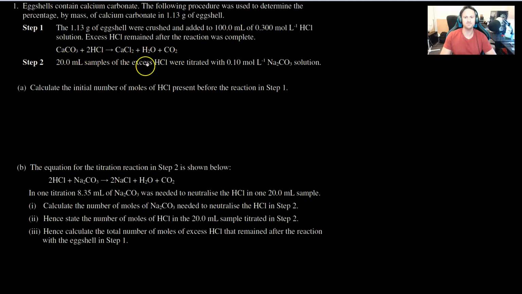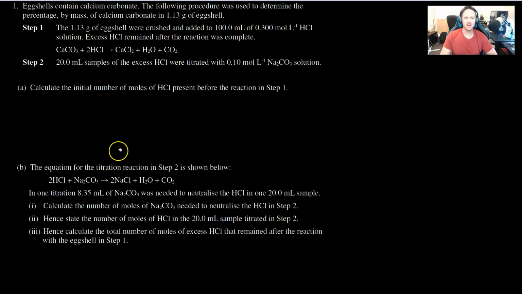So this is the reaction. So essentially the remaining HCl is going to be titrated in step 2. So 20 ml samples of excess HCl were titrated with 0.10 moles per liter sodium carbonate solution. So the sodium carbonate is our known solution, that's our analyte, and we're using that to determine the amount or number of moles of HCl, and then we work backwards to figure out the amount of HCl that reacted with the calcium carbonate, which is in the eggshell.